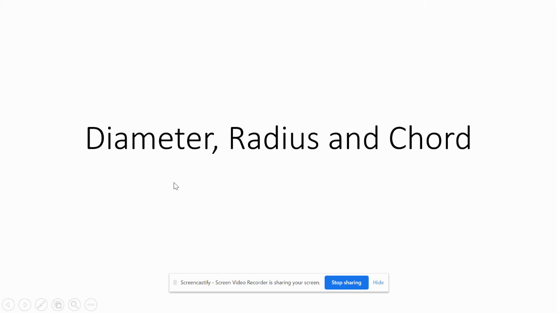Today we're going to be talking about the diameter, radius, and chord, okay? So we've been on circumference and the area for a while, and I noticed that there are some people who are still getting the diameter, the radius, and the chord confused. So we're going to go over those three things today.